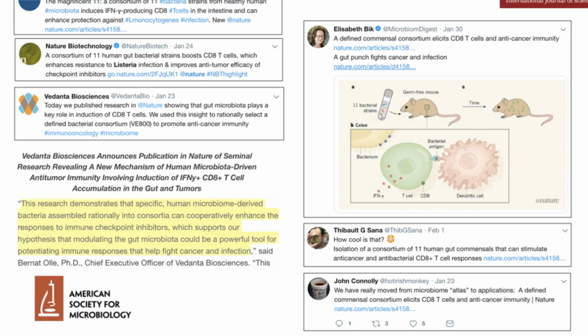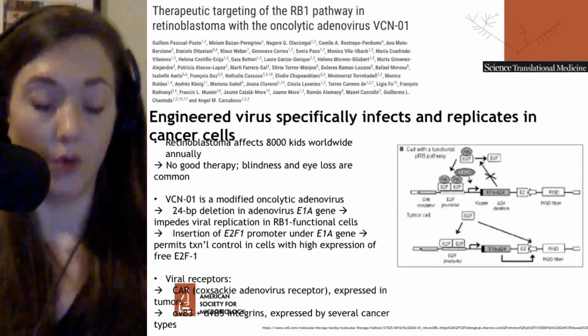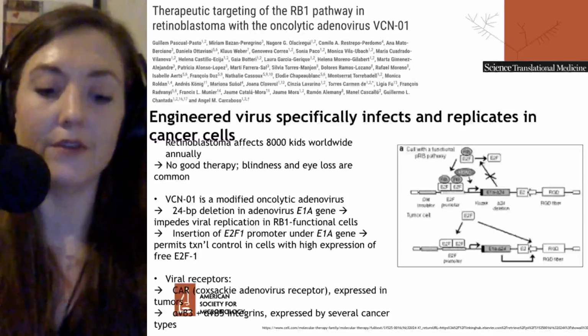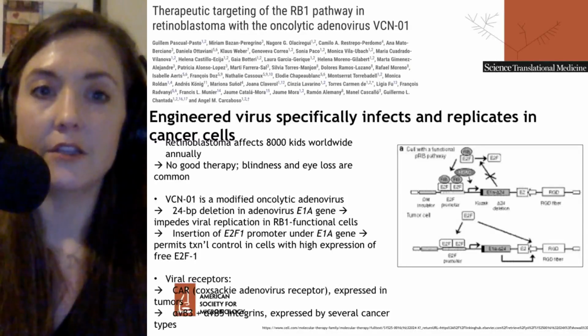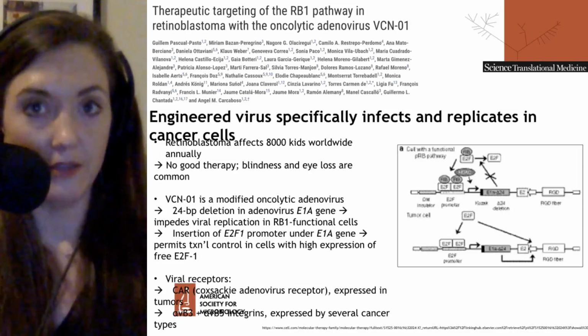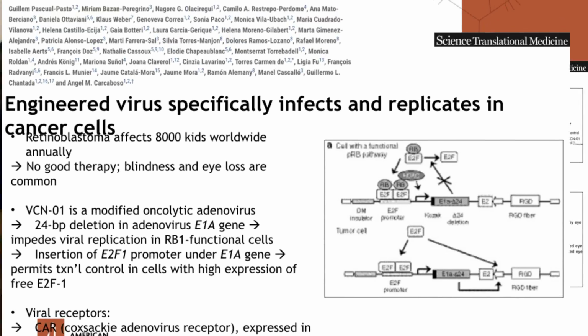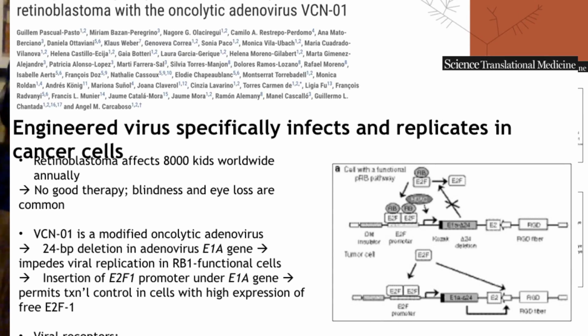And next we're going to move into slide 6, where we will answer the question of how can we use an oncolytic virus to specifically target tumors. And this is from Translational Medicine. The take-home message from this report is that an engineered virus specifically infects and replicates in cancer cells. So this is pretty exciting.